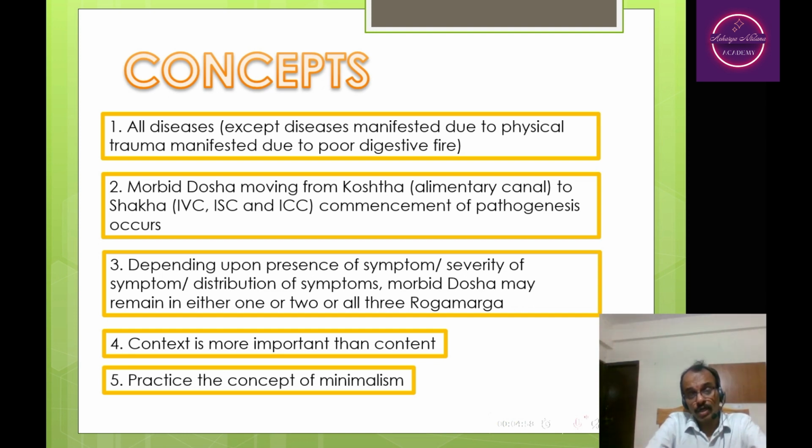Third, depending upon the presence, severity and distribution of the symptoms, morbid dosha may remain in either one Rogamarga, two Rogamarga or all three Rogamarga. Ayurveda says there are basically three types of Rogamarga: Abhyantara, Bahya and Madhyama. Depending upon the nature of the clinical manifestation, the exposure to the etiological factor and the severity of the symptoms, there may be a possibility of variation.